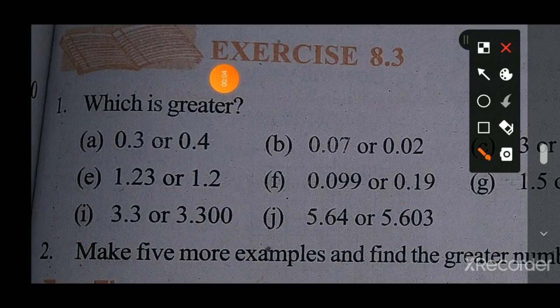Now we start exercise 8.3, question number 1. Which is greater, part A 0.3 or 0.4? So there are two numbers 0.3 and 0.4, and we are going to compare these numbers, and then after we decide which one is a greater number.